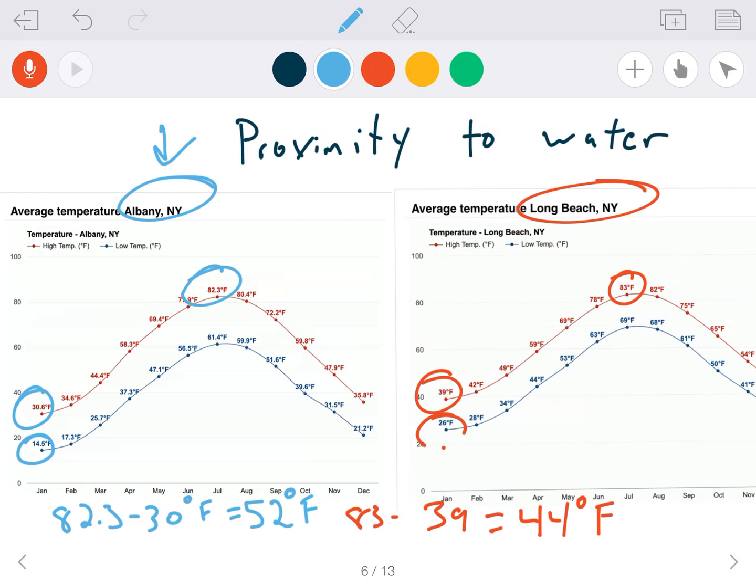So we have less disparity between the highest of the highs and the lowest of the lows for the year, unlike Albany, which has a higher disparity of highs and lows from the coldest of the cold to the warmest of the warm in Albany. So proximity to water stabilizes or moderates the differences between highs and lows in an area because of high specific heat. It takes a long time for water to heat up, takes a long time for water to cool down.